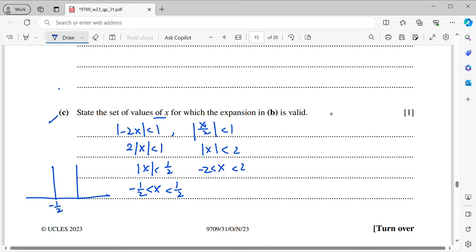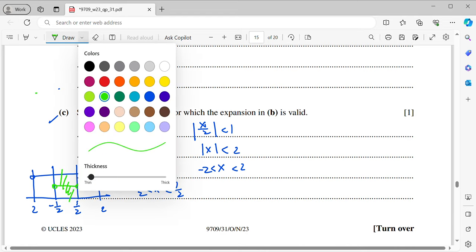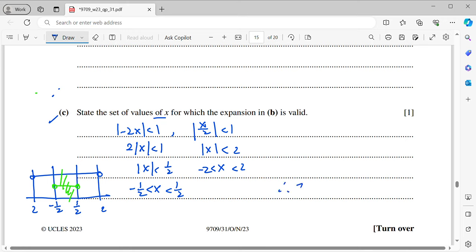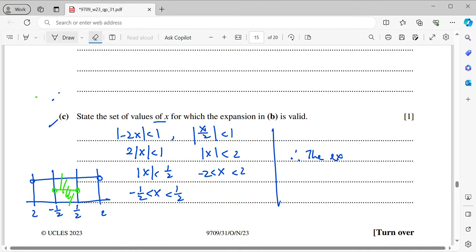Alright, so now you have to mark all these values. So negative 2 and 2, this is the first inequality. And then the second inequality is negative half and half. So you need to find the x which is satisfied by both inequalities, which is the middle part. From here, you will just write the expansion is valid when the modulus x is less than half, because we are taking the smaller region, because this region is satisfied by both of them. Okay, so that's the solution of this question.